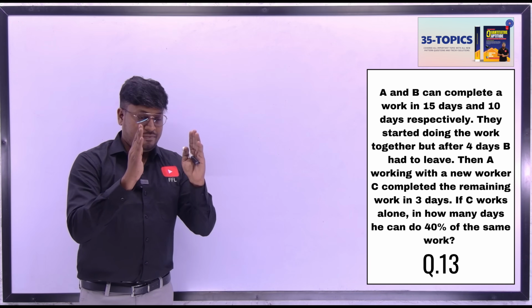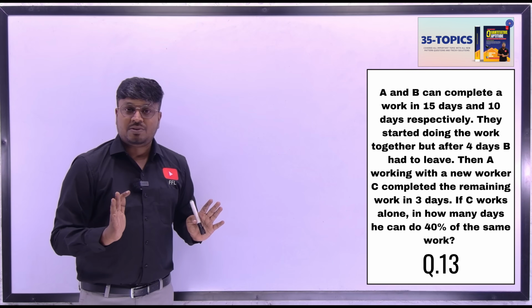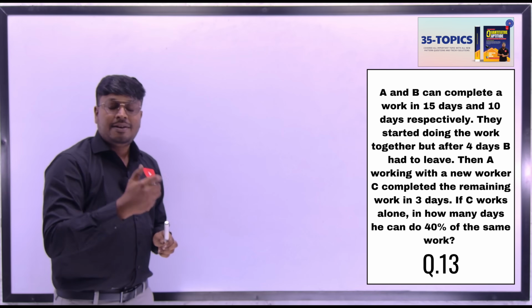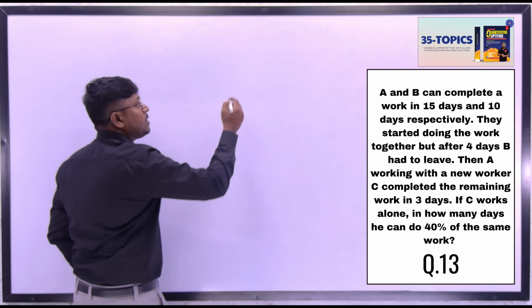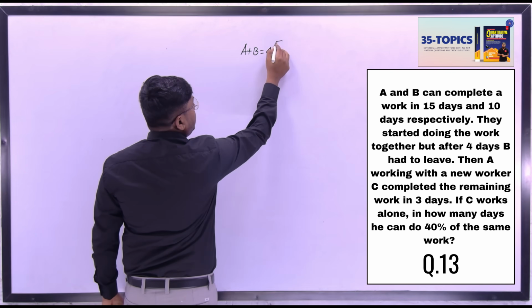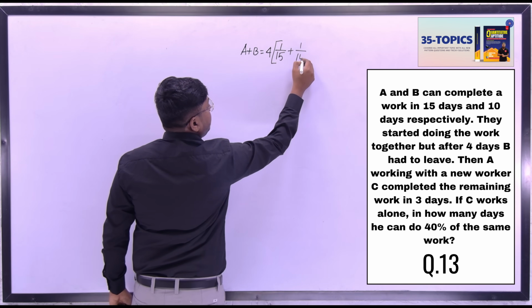Be slow. We have understood the concept of the question, so now step by step we can solve it. First, A and B, they are working for how many days? 4 days. First let's find what is the 4-day work that was done by A and B. So A and B 4-day work is 4 into... A alone can complete a piece of work in 15 days, B alone in 10 days.